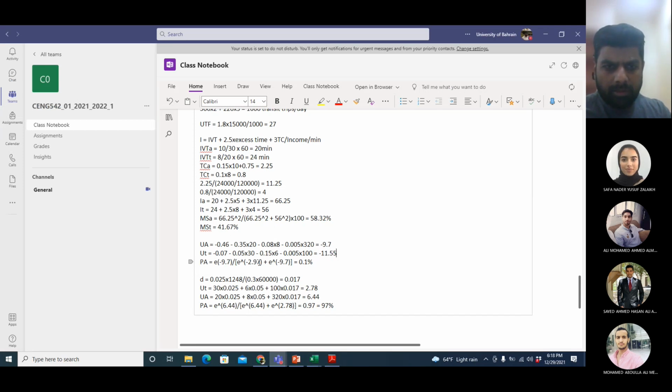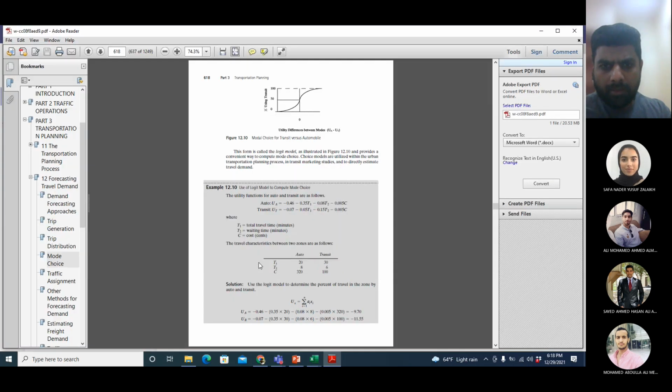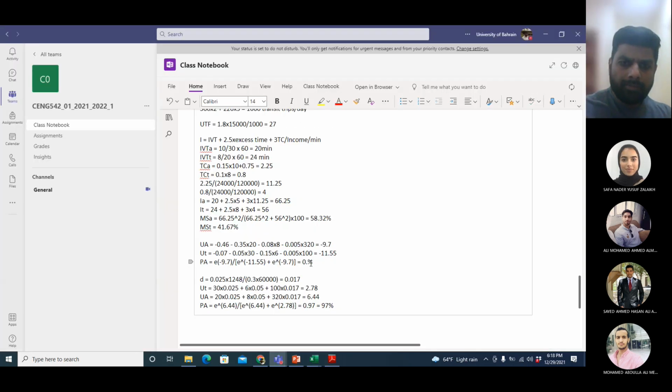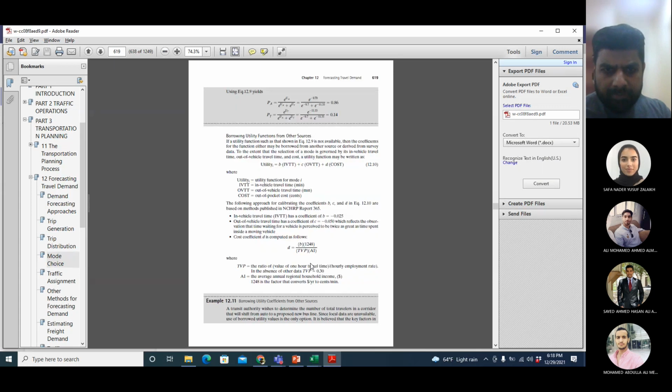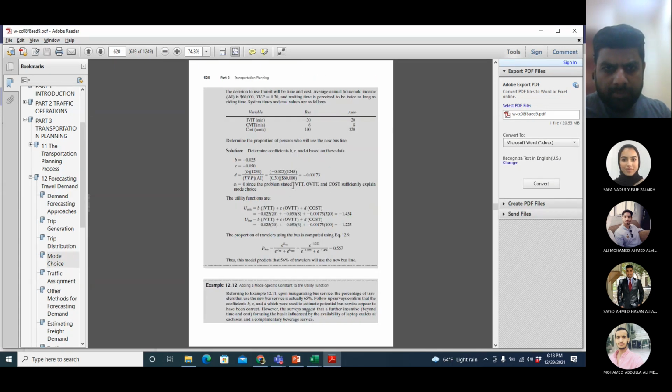The calculations are correct. And then you will get 86%. Now what happened here? Ah, these are negative. Sorry for that. This is my mistake then. These coefficients are negative. All these coefficients are negative. Okay, this is my mistake.